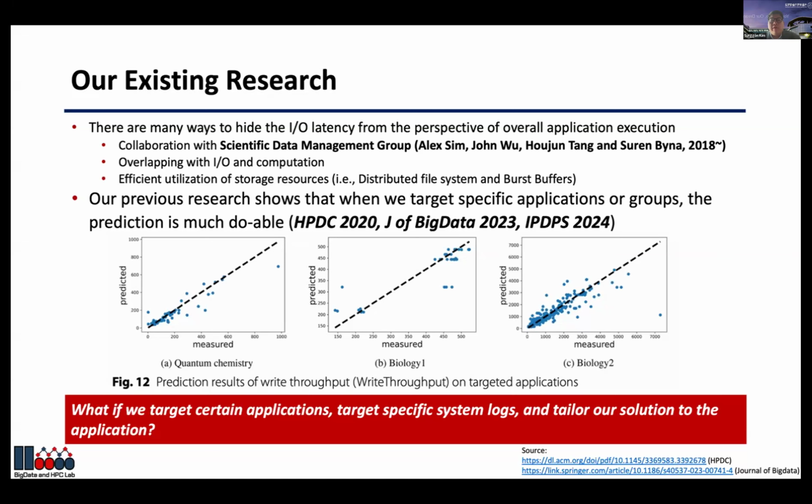So I have been collaborating with the scientific data management group in the Berkeley lab with Alex, Sim, John, Tong, and Strand, who is a professor now in OSU. And what we did was to analyze the application pattern, not just from the perspective of a single application, but rather from the perspective of the entire system.